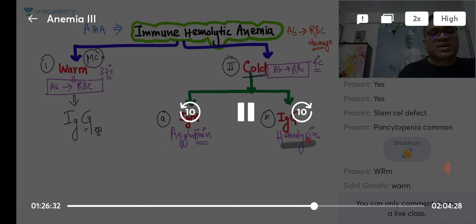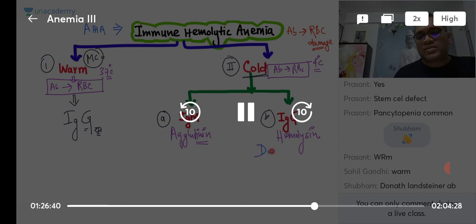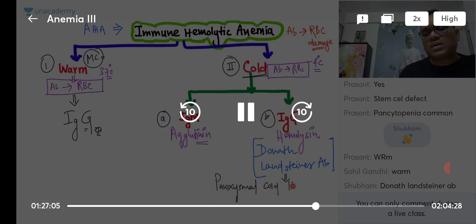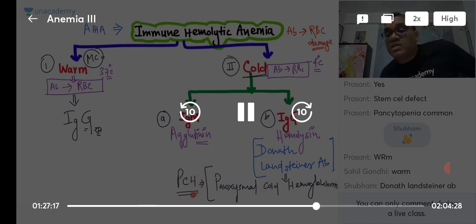This IgG, which is hemolysin, is also known as the Donath-Landsteiner antibody. Remember, this IgG hemolysin is also known as the Donath-Landsteiner antibody. This antibody will be seen in the anemia called PCH, paroxysmal cold hemoglobinuria. In short, we write PCH. It is not PNH; PNH is paroxysmal nocturnal hemoglobinuria. This is paroxysmal cold hemoglobinuria.